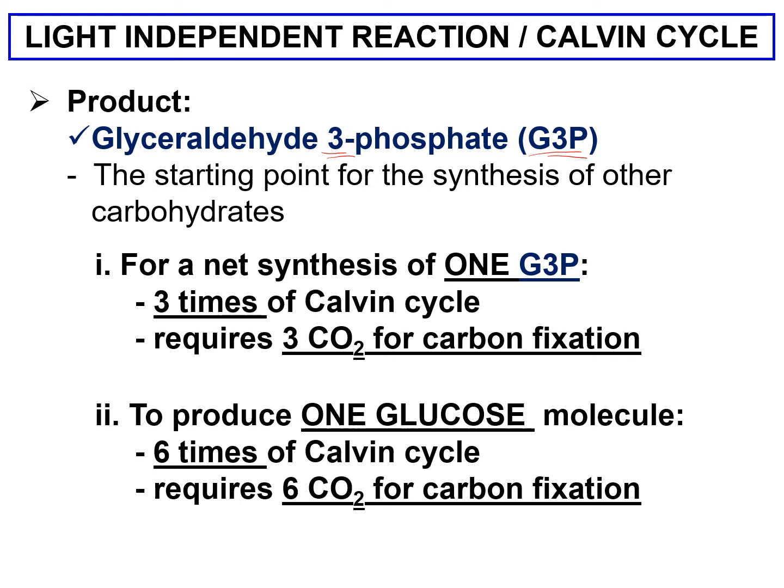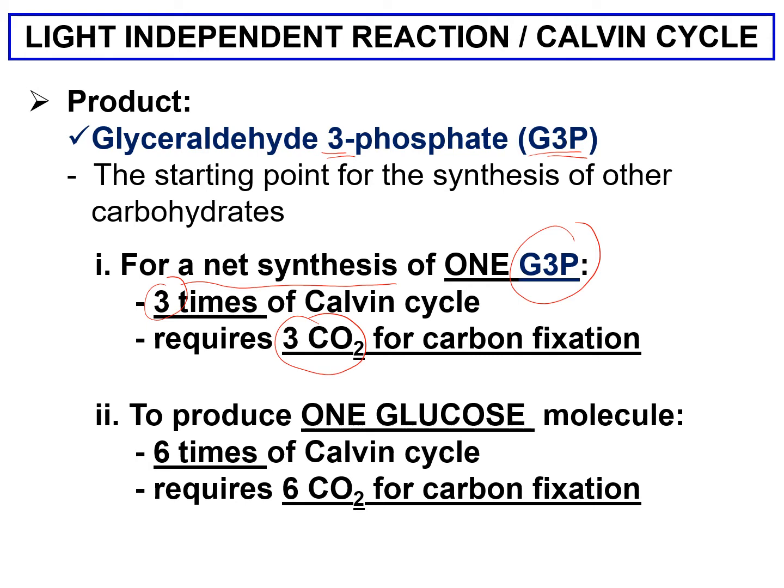The fact that we need to know is that for a net synthesis of 1 G3P, the Calvin cycle needs to run 3 times. Each time the Calvin cycle is run, it will use 1 carbon dioxide. So to produce G3P, it needs 3 carbon dioxide, so it needs 3 runs of the Calvin cycle.